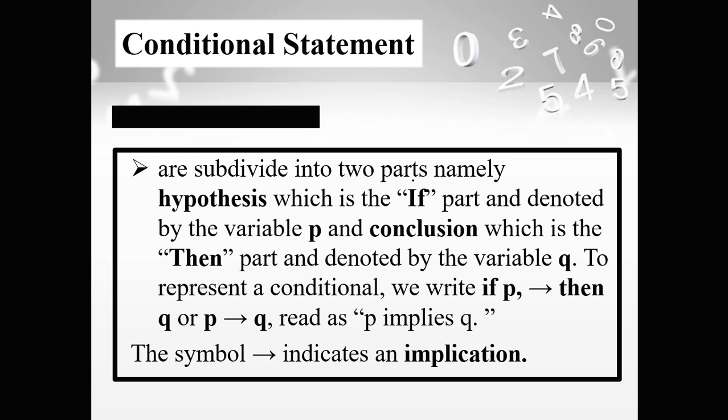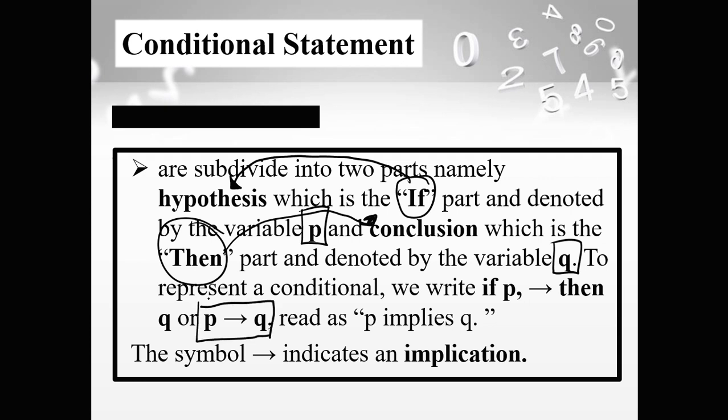So, meaning po, in conditional statement, your if part is your hypothesis, and that is denoted by the variable P. And then your then part is the conclusion, and that is denoted by the variable Q. So, meaning po, for the conditional statement, you will have P implies Q, where P is your first statement or your hypothesis, and Q is your second statement or your conclusion.